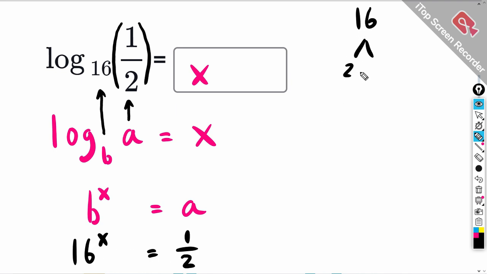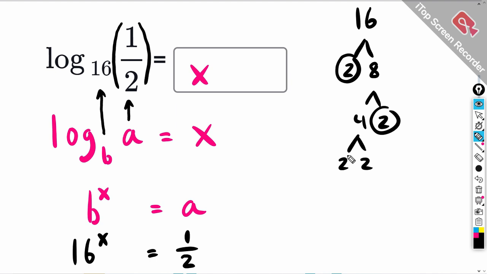So 16 divided by 2 is 8. Can't break up the 2. 8 divided by 2 is 4. Can't break up the 2. And 4 is 2 times 2. All right, so 1, 2, 3, 4. 16 is equivalent to 2 to the 4th. Alternatively, you can just take your calculator and keep multiplying 2 until you get 16. See how many times you do it.